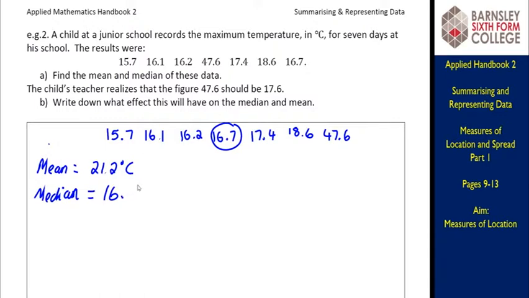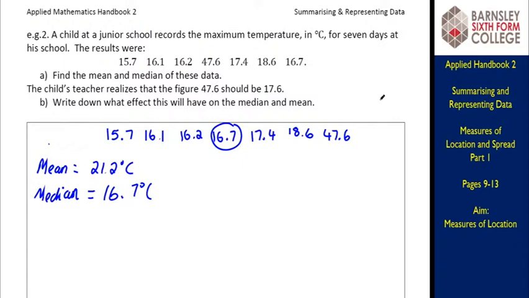Now this is quite interesting, because our mean and median are quite different from one another, and there's a reason for that. It's because of this 47.6. This 47.6 does seem very strange. So the child's teacher realises that the figure should actually be 17.6, which makes more sense. 47.6 does seem extremely hot all of a sudden compared to those other temperatures.